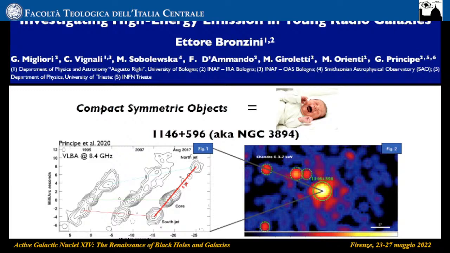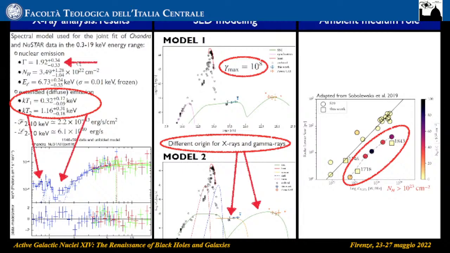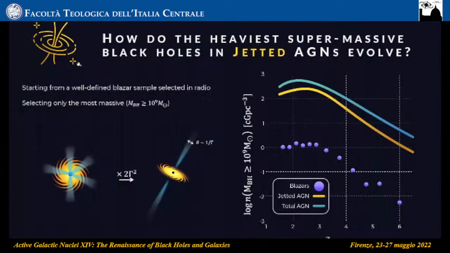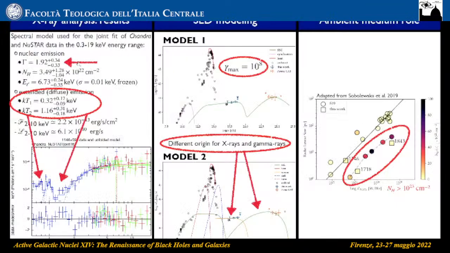Just to give you an idea of how these sources look, this is the image of 1146 in the radio band, where you can see a clearly detected core and two jets, and on the right you can find the Chandra view. Obviously, it is not resolved in X-rays, and it is point-like.